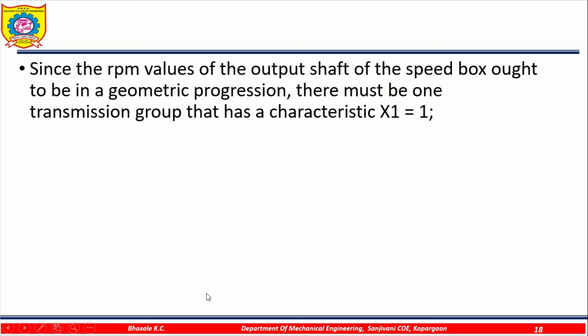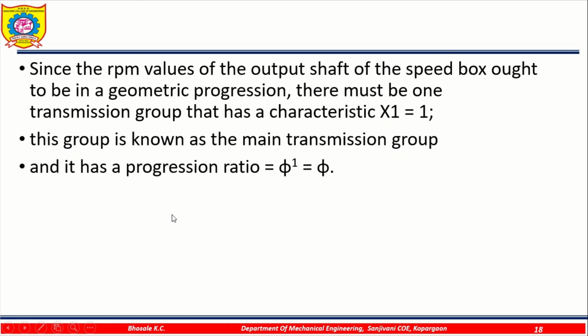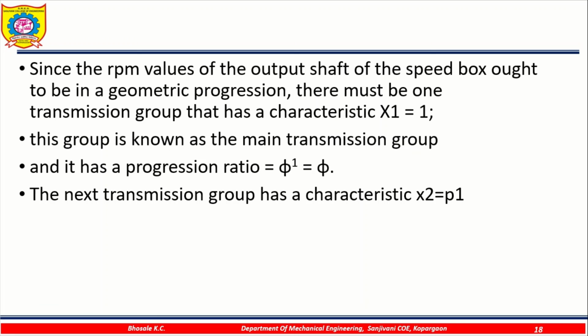Since the RPM values of the output shaft of the speed box ought to be in geometric progression, there must be one transmission group that has the correct characteristic x equal to 1. In that case, there will be one input shaft running at a single output, single input, so x1 will be 1. This group is known as the main transmission group, and the progression ratio will be phi raised to 1, which is phi. The next transmission group has the characteristic x2 equal to p1.